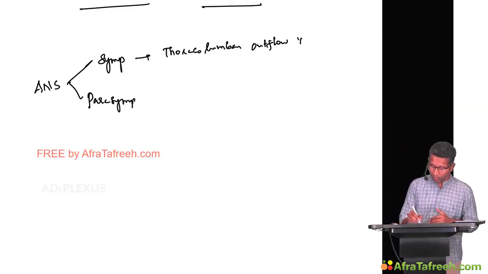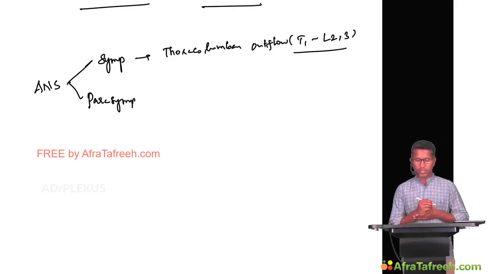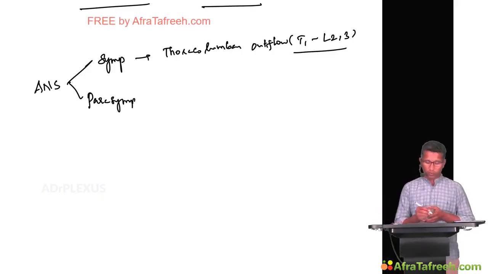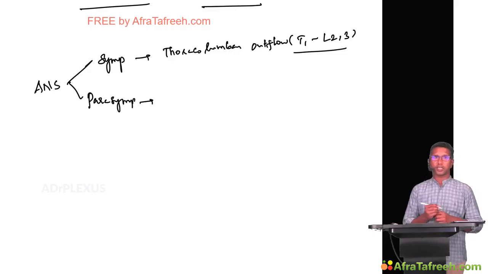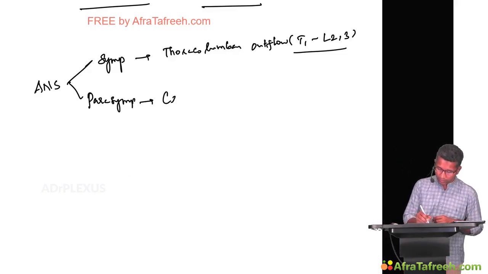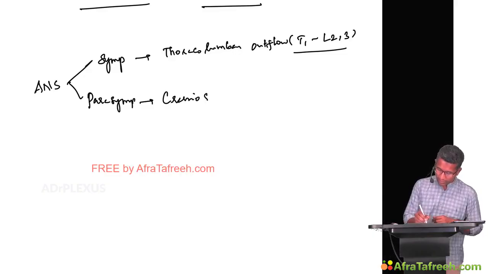So from the T1 level to the L2-L3 level is the area where you can see the sympathetic origin. So this is called a thoracolumbar outflow. Parasympathetic arises from the brain and from the sacral region, so it is called a craniosacral outflow.